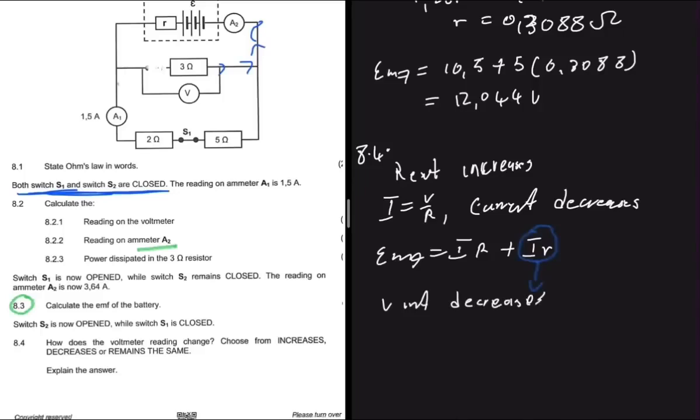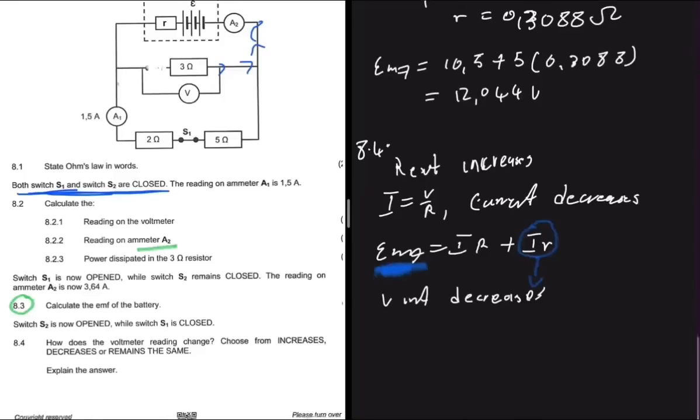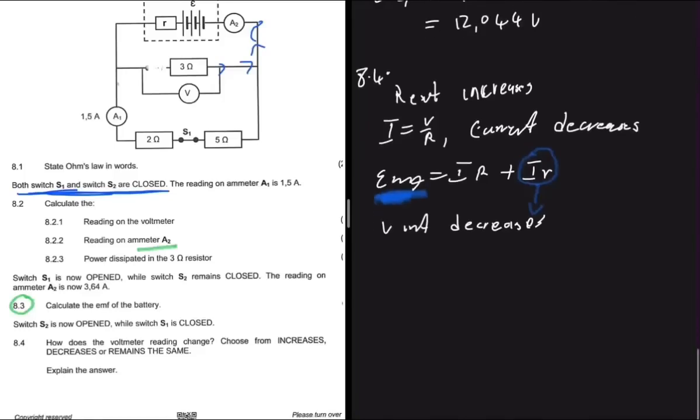But we need the EMF to stay the same. So to combat a decrease in the internal potential difference, V external increases. So the answer that we're looking for here in 8.4 is actually increases. The reading on the voltmeter will increase.